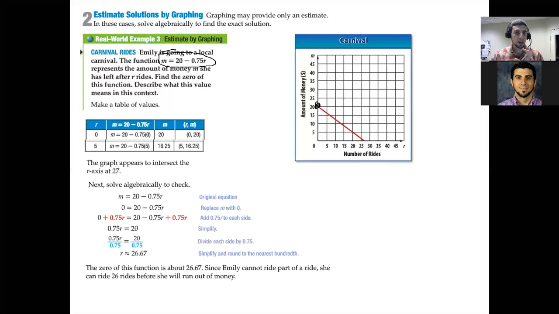Okay, so sometimes on a graph, it's unclear exactly where it is. You've got to estimate it. And then when you solve it, you have to think about what your answer means in the context of this situation. 26.67 would not make sense because you can't ride a partial ride. You have to ride a whole number's worth of rides, so to speak. So she can only ride 26 rides.